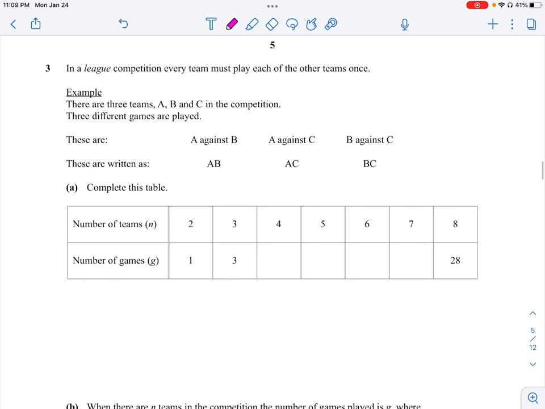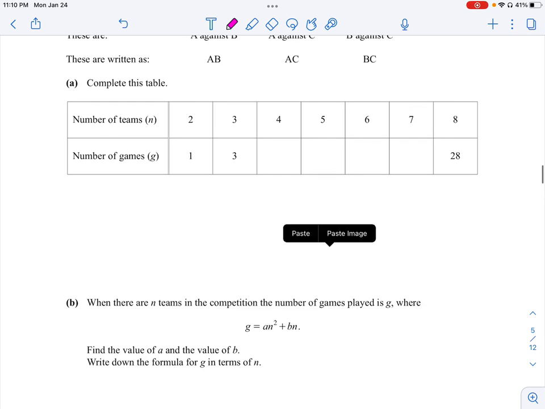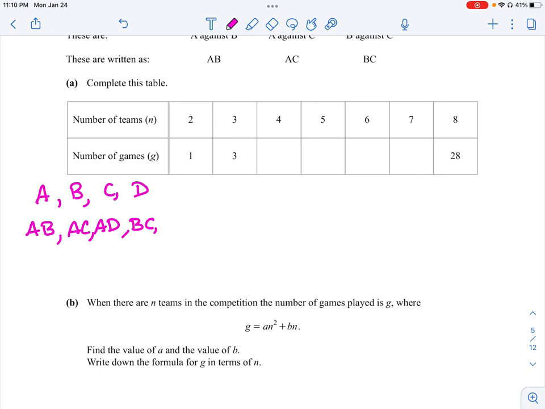In a league competition, every team must play each of the other teams once. There are 3 teams A, B, and C in the competition. 3 different games have been played: A against B, A against C, B against C. Complete the following table. So when there are 4 teams, A, B, C, D, it can be AB, AC, AD, BC, BD, and CD. So you can see that it is 6 ways.